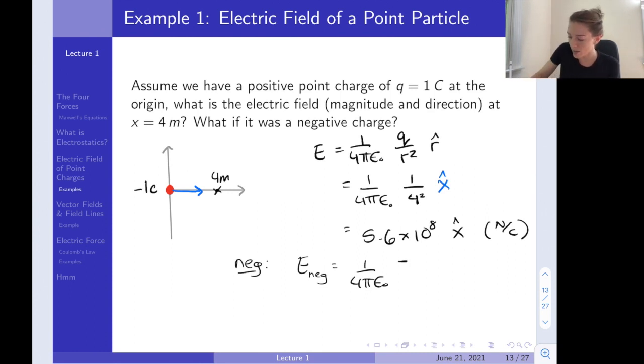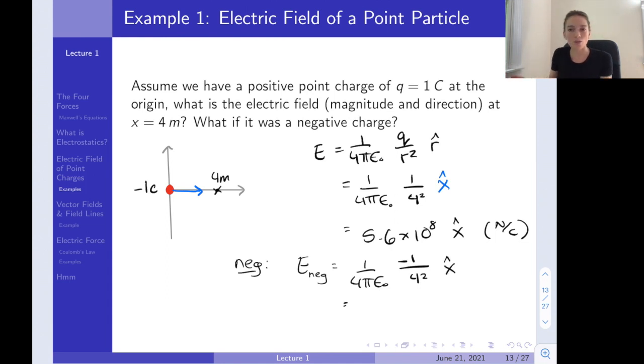So we're going to plug in negative 1 here. Our distance hasn't changed, right? We're still 4 meters away, so we've still got 4 squared. And then our r hat vector hasn't changed either, because from our charge to the point we're measuring is still in the x hat direction. So we've still got x hat there.